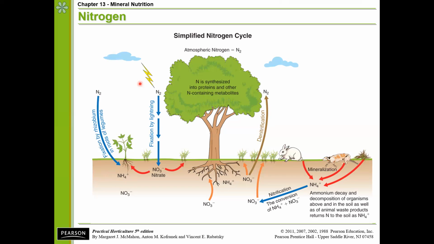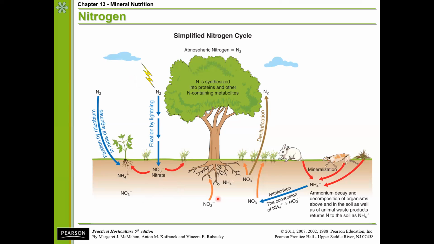It can also be fixed by lightning. There have actually been some experiments with putting lightning rods in cropping areas, buried in the soil, so that you get some fixation through lightning. That will take that nitrogen gas, and through this high heat reaction, put it into a form in the soil, generally nitrate, NO3-. Nitrate is the form that is most accessible to plants. So just keep that in mind.